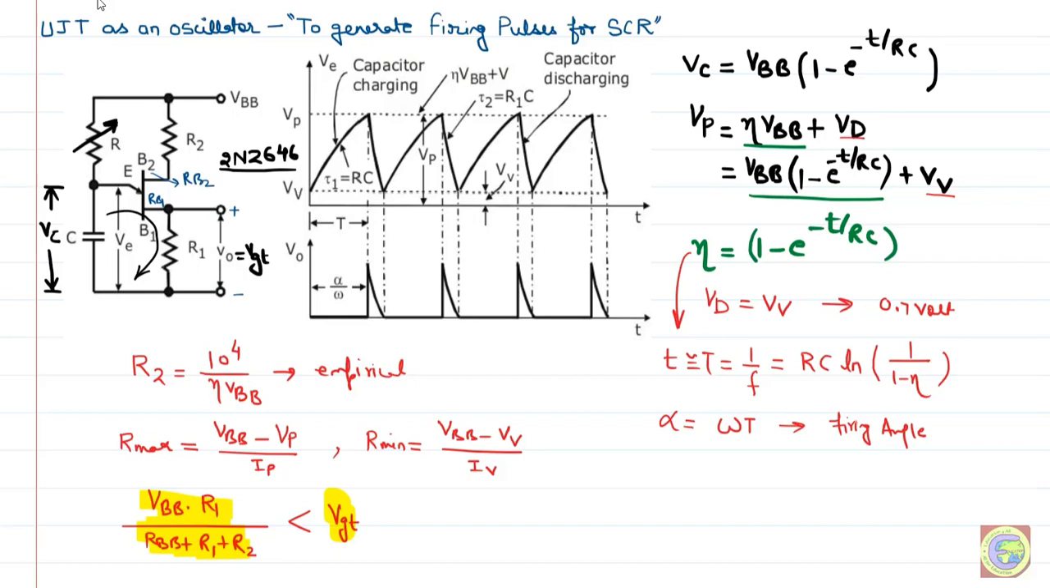It is only when the ammeter is open. So you should remember these things. Based upon this and the given parameters, we can design our firing circuit and we can use this UJT as an oscillator. So in the next class we'll try to do some numerical examples based upon UJTs.